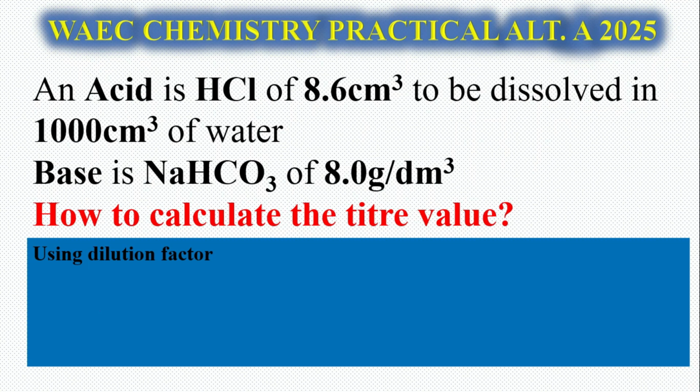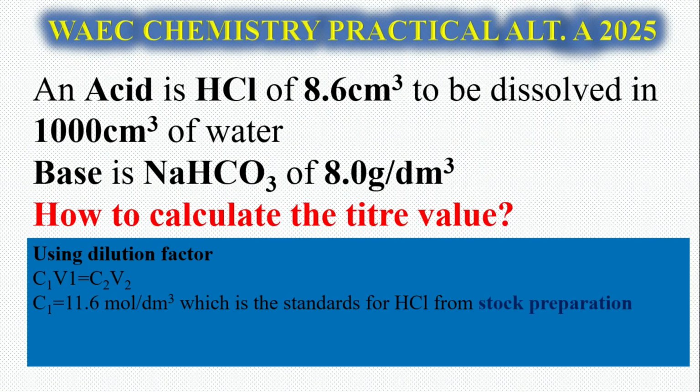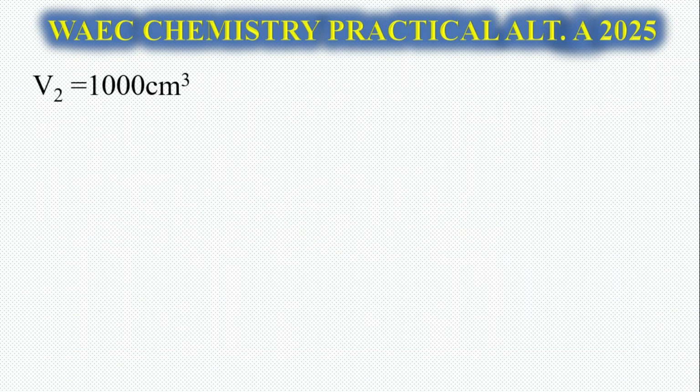Now, we're going to be using what is called the dilution factor, which is C1V1 equals C2V2. From your stock value, the concentration of the hydrochloric acid is 11.6 mol per dm³, which is the standard value from the stock preparation in your lab. And your volume given is 8.6 cm³ of hydrochloric acid from the yellow paper. Our final concentration is what we are looking for, which is C2. Final volume will be 1000 cm³.